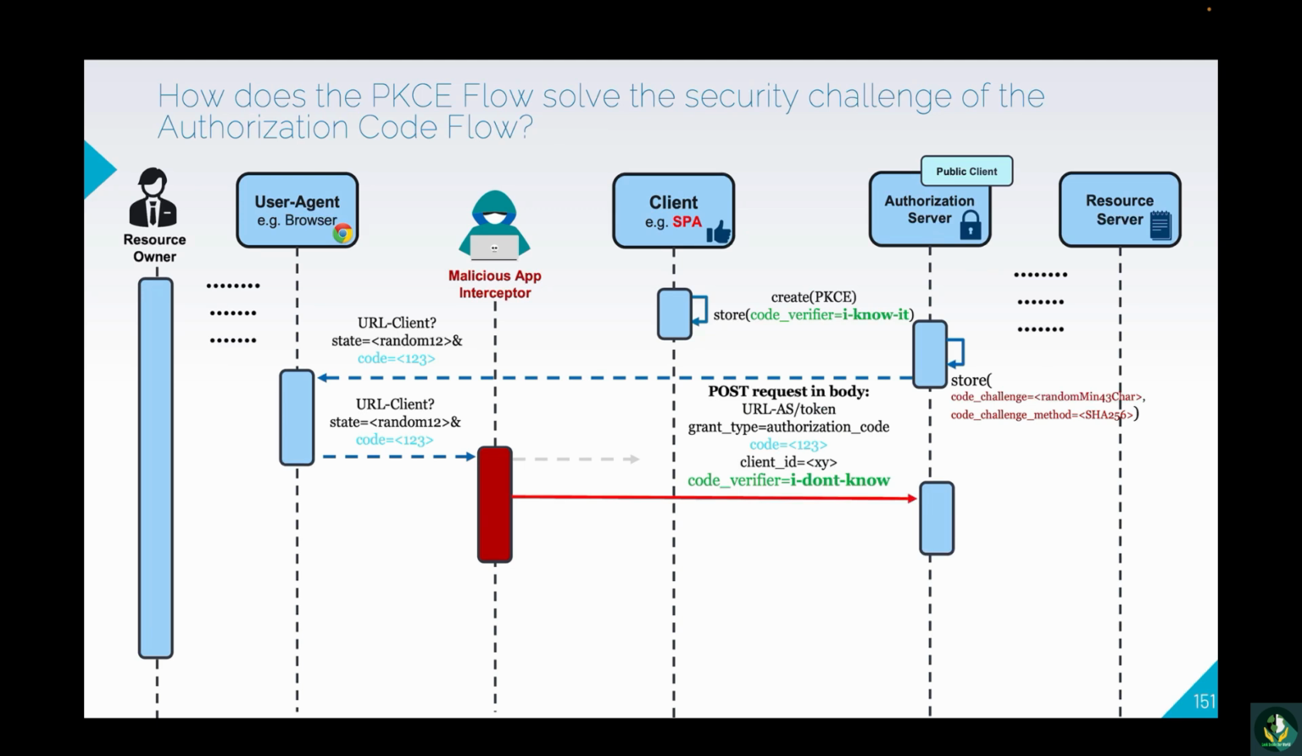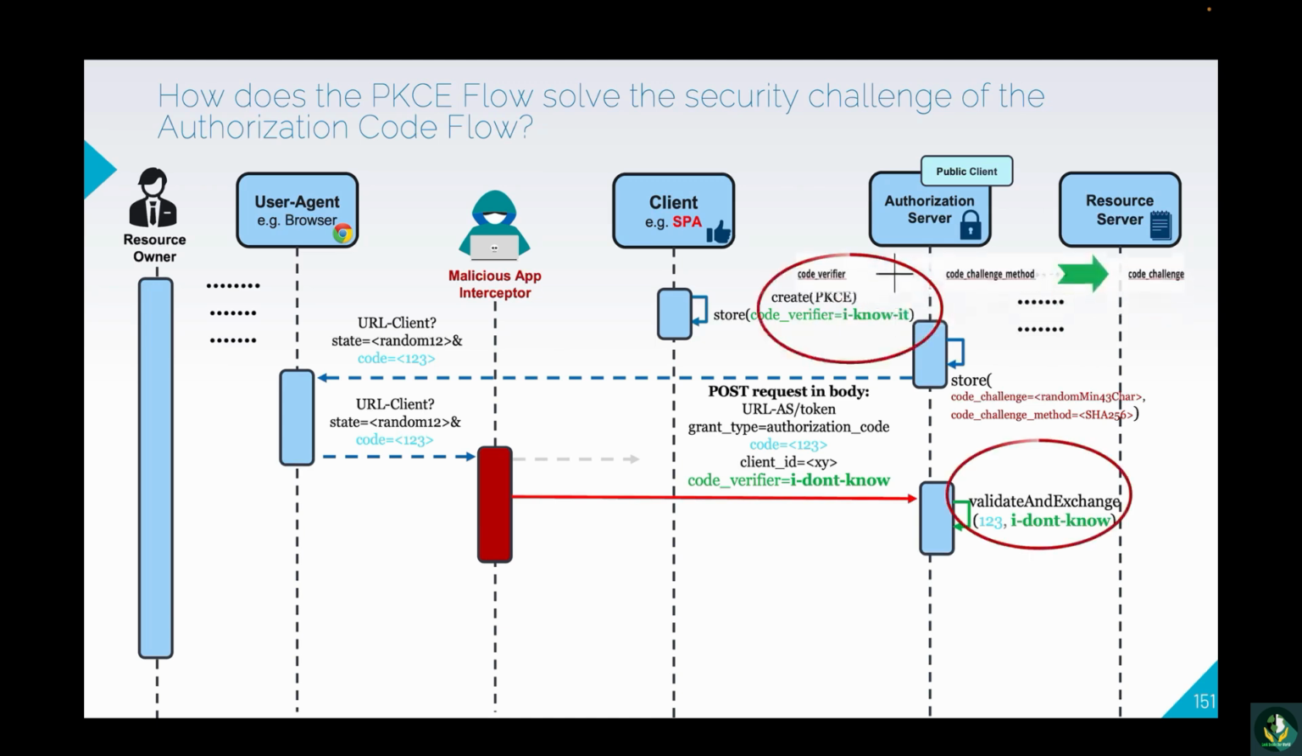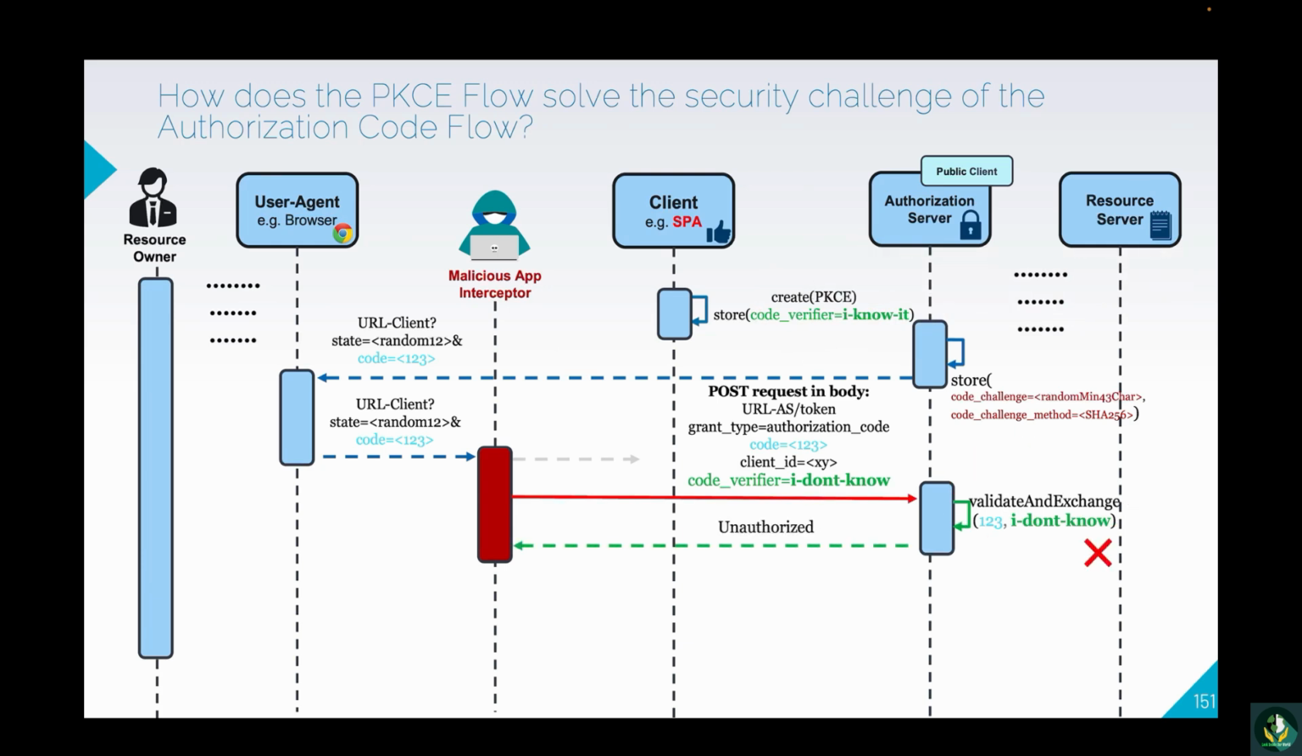Then, the malicious application attempts to exchange the intercepted code by sending a post request for an access token. The authorization server will validate the authorization code and the PKCE code verifier. Since the code verifier doesn't match the stored code challenge, the request will fail, resulting in an unauthorized response, leaving the hacker very sad.